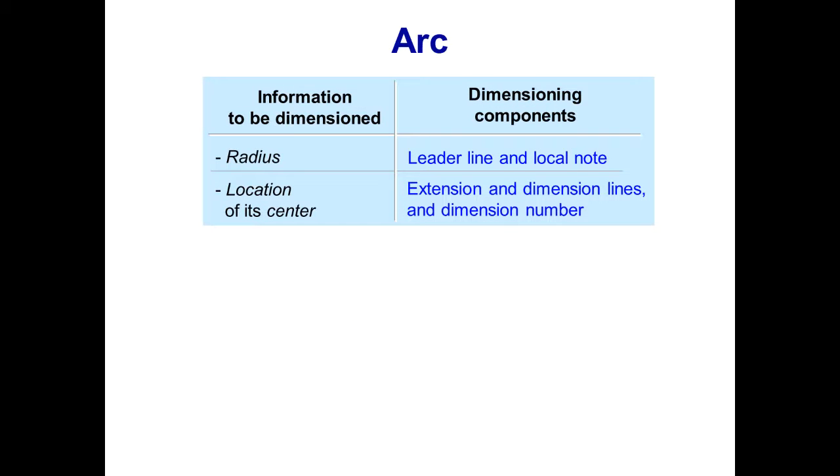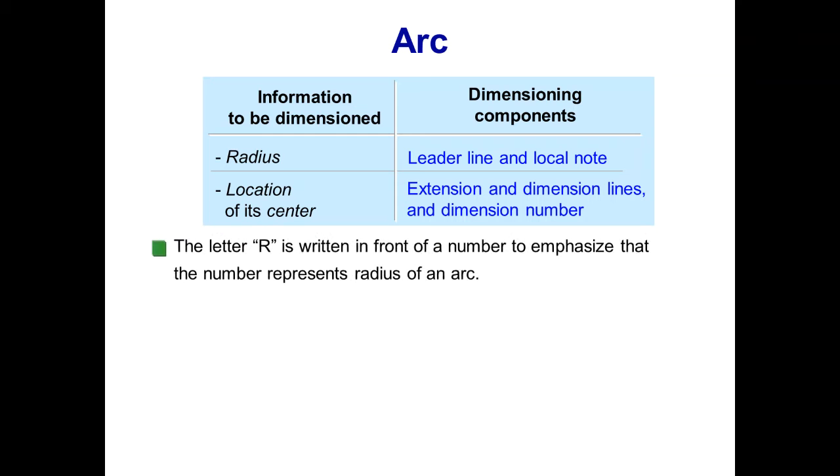Now we move to the arc. For example, you have an arc and you have to dimension the arc. The information that you have to dimension is basically the radius and the location of its center, and the dimensioning components that you need to use are the leader line and the local note, the extension and dimension lines, and the dimension number. So there are two things you need to mention or dimension when you are dimensioning the arc. The first one is the radius, and the second one is the location of its center.